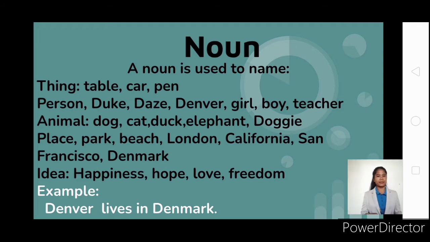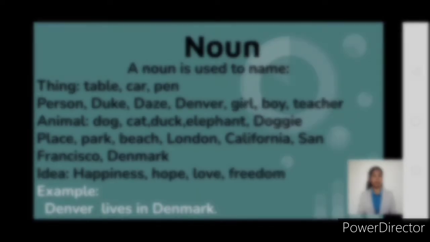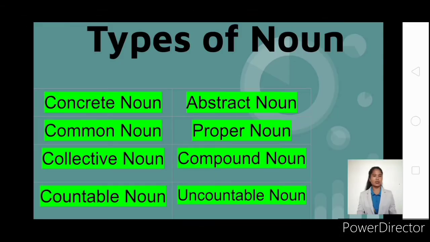For example, Denver lives in Denmark. So in this sentence, we can see that there are 2 nouns, Denver and Denmark. Denver is the name of a person and Denmark is the name of a place. Next, we have the types of nouns: the concrete noun, abstract noun, common noun, proper noun, collective noun, compound noun, countable noun, and uncountable noun.